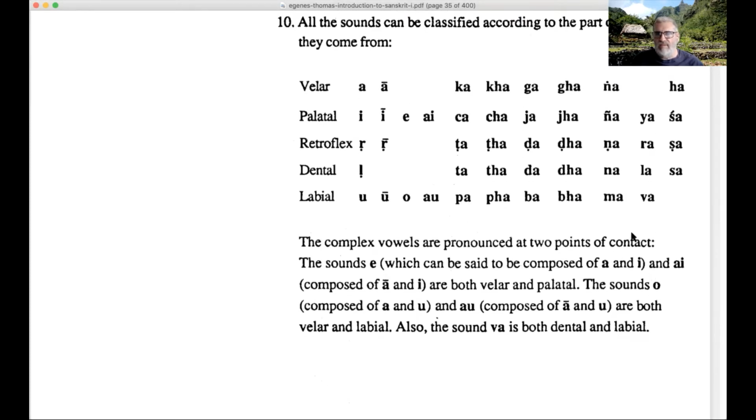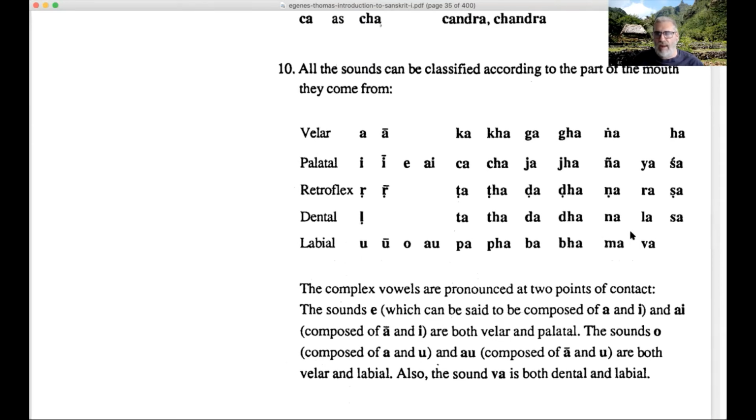So this is the way we break them up. These are the vowels. The first two columns here are the short and long vowels, the primary vowels. Then we get the diphthongs, which are always long. Then the next column is the hard or unvoiced consonants: guttural, palatal, cerebral, dental, and labial. Then we have the aspirated version.